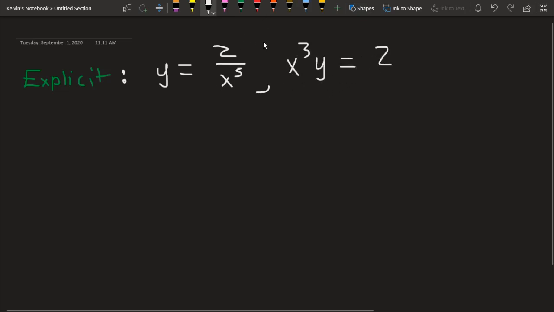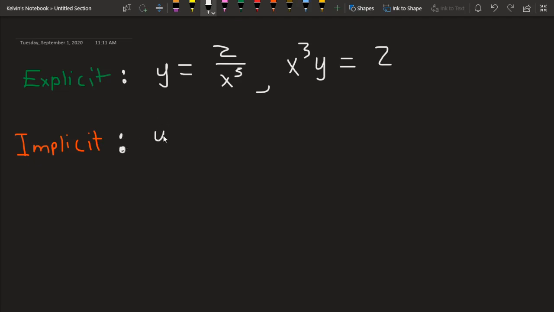And then if we're talking about implicit differentiation, it pretty much means that y cannot be easily solved for. So let's write that in. Implicit means that y cannot be easily solved for. And some examples of this are y squared equals 7x plus 2.